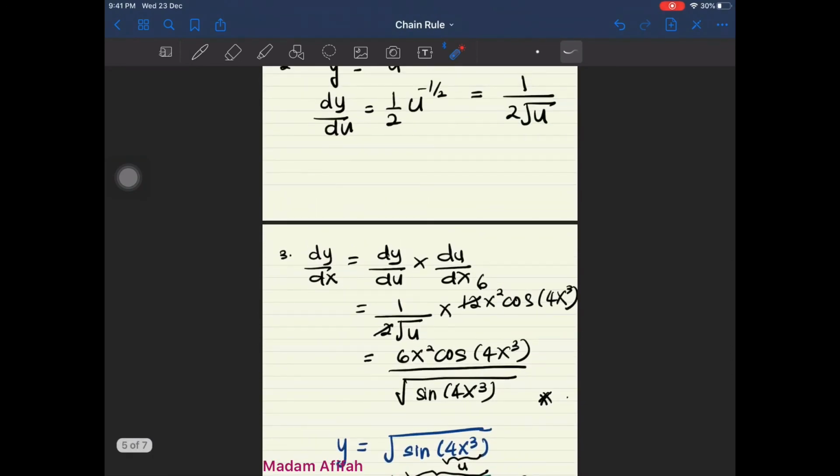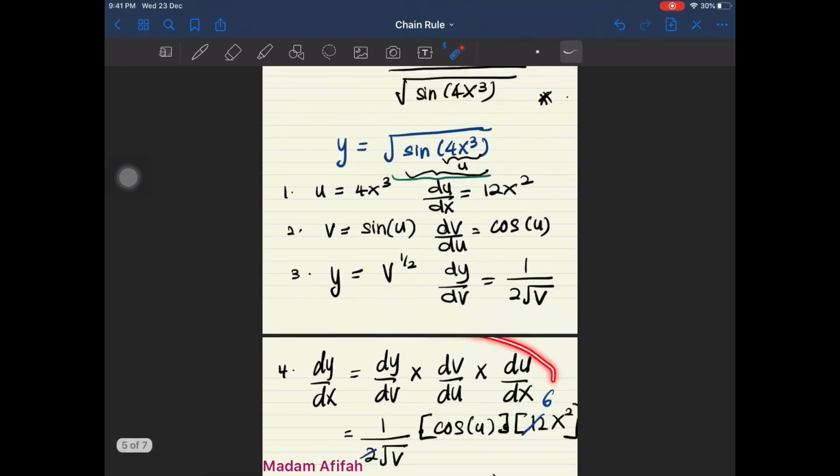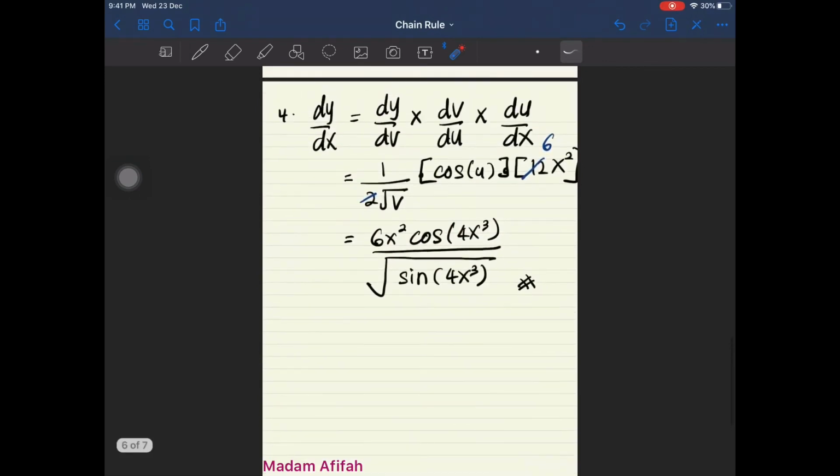Okay, so it's up to you. You will identify whether you will use this kind of chain rule or this kind of chain rule.